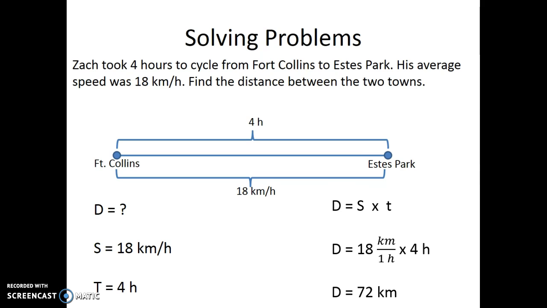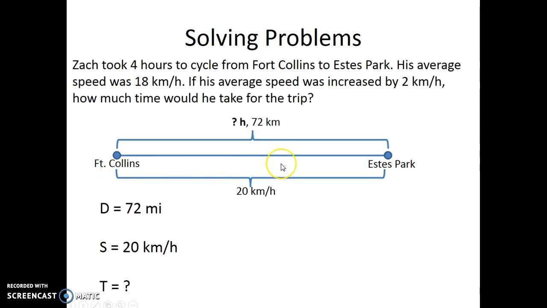Okay, now we know our distance. We're going to use that for part B. So now it says if his average speed was increased by 2 kilometers per hour, how much time would he take for the trip? So if he increases his speed by 2 kilometers per hour, that means we're going to add 2 to 18, and we come up with 20 kilometers per hour. So now we're all set to solve for time. So we'll set up our time formula, distance divided by speed, 72 divided by 20, and we're going to come up with a decimal. So if we divide that out, our time is going to equal 3.6 hours.